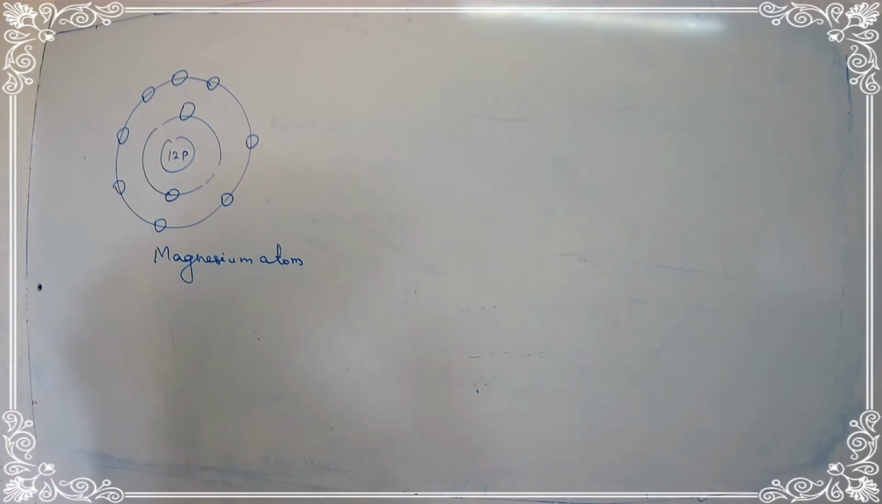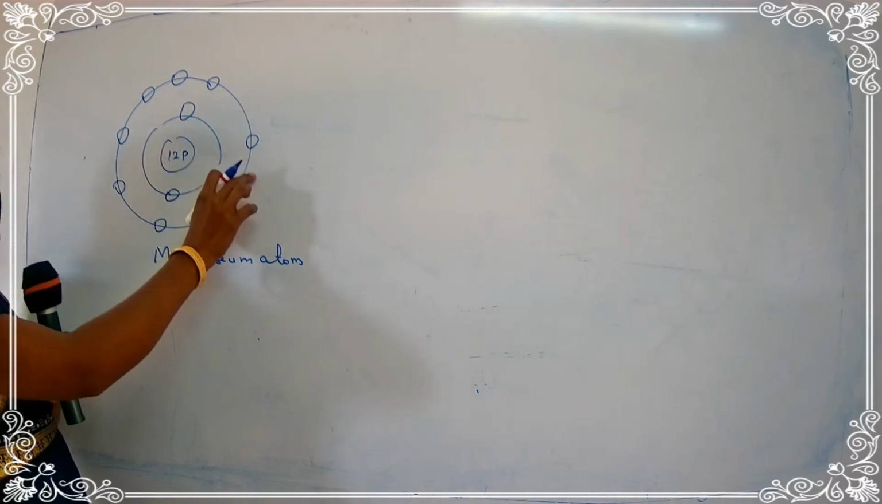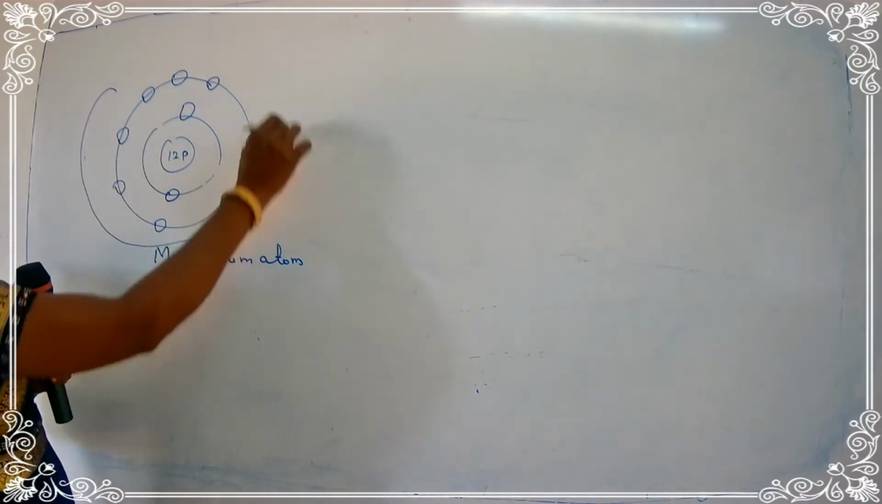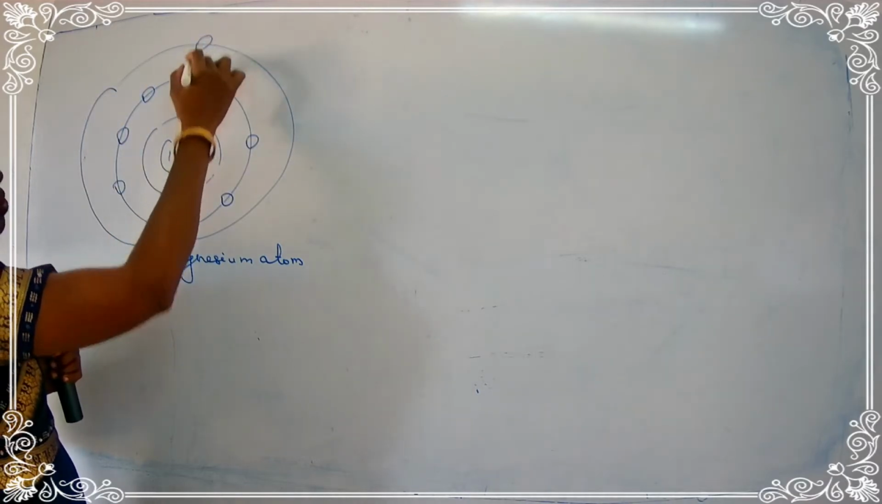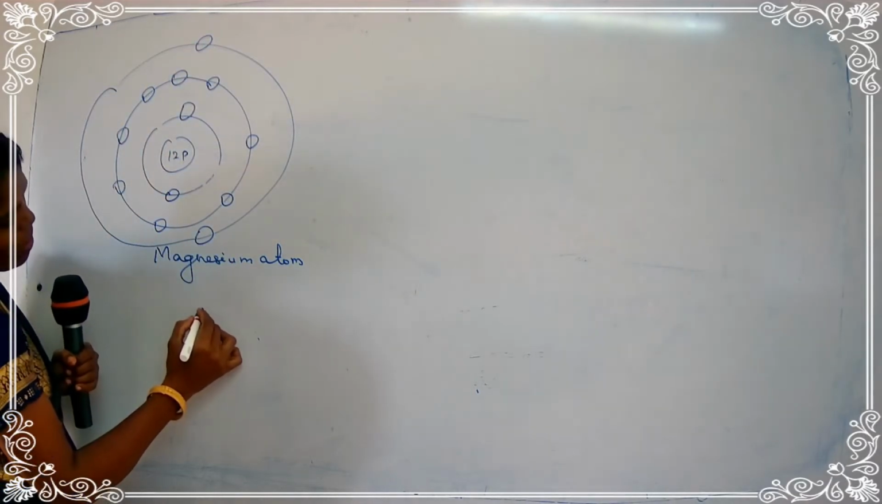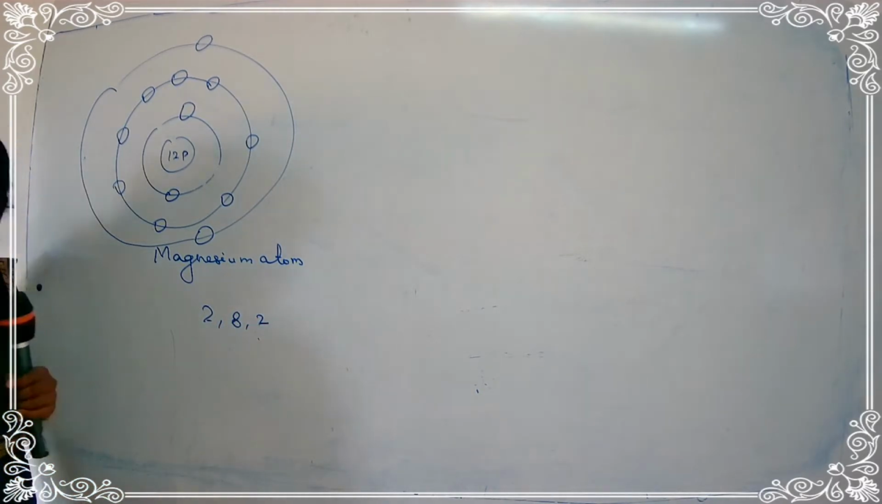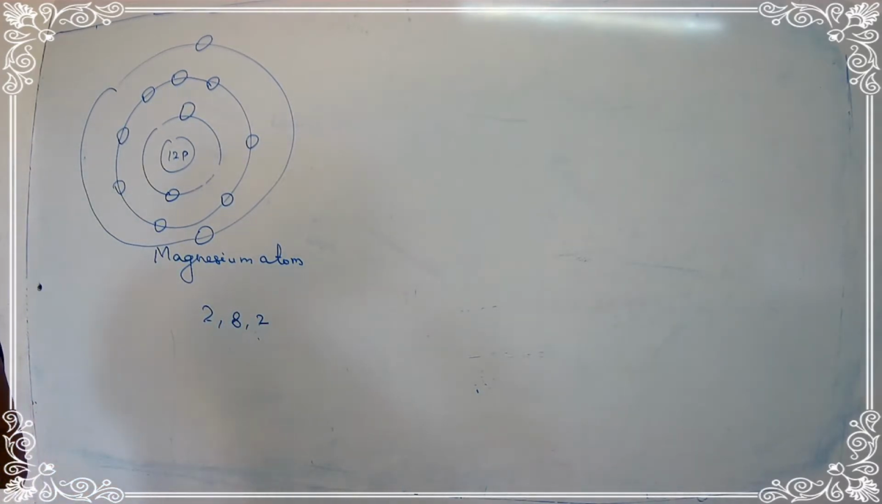Now, the last shell, that means the M shell. This is the K shell, this is L, M. The last shell has how many electrons? 2 electrons. The electronic configuration is 2, 8, 2. So, I have drawn it.